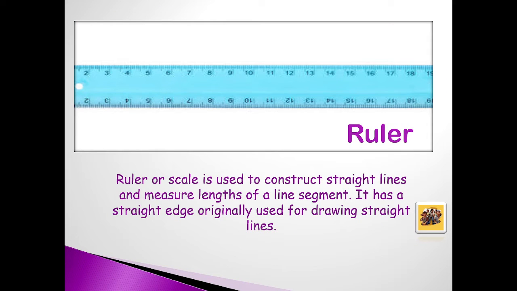So the first instrument we've got is the ruler or scale. It is used to construct straight lines and measure lengths of a line segment. It has a straight edge originally used for drawing straight lines.